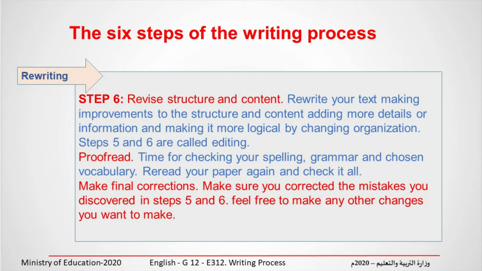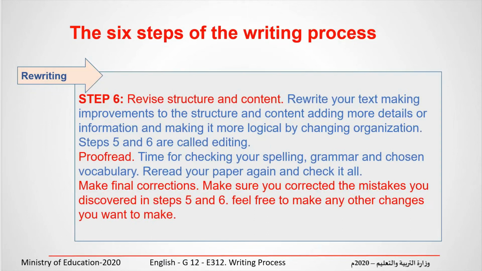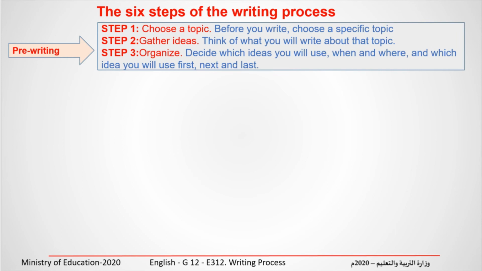Proofread. Time for checking your spelling, grammar and chosen vocabulary. Reread your paper again and check it all. Make final corrections. Make sure you corrected the mistakes you discovered in steps 5 and 6. Feel free to make any other changes you want to make. Here we can see again the full 6 steps of the writing process and the movement direction between them.